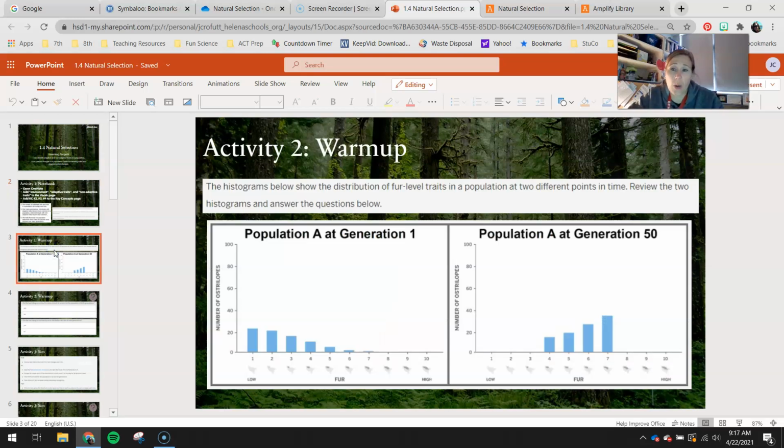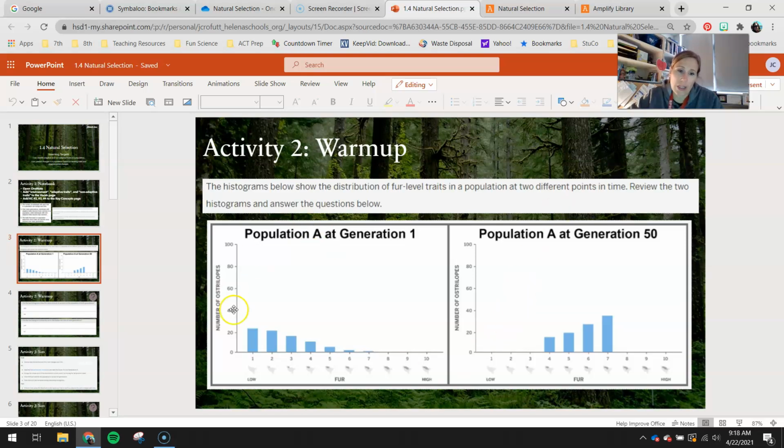All right, moving on to your warm-up. Remember, you can take as much time as you need to pause this video and work through each of these sections as you watch. That way you aren't just watching the whole video and then coming back and trying to remember what I said. So your warm-up for today: you have two histograms below that show the distribution of fur level traits in a population at two different points in time. We've got population A at generation 1 and then 50 generations later. Again, this isn't 50 years, it's 50 generations later. We've got the same population.